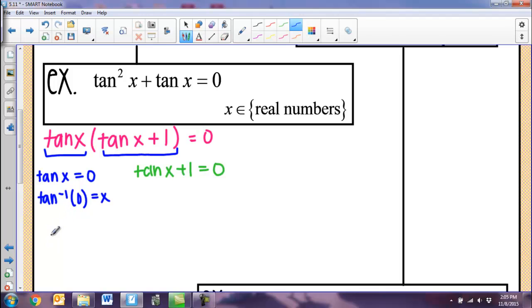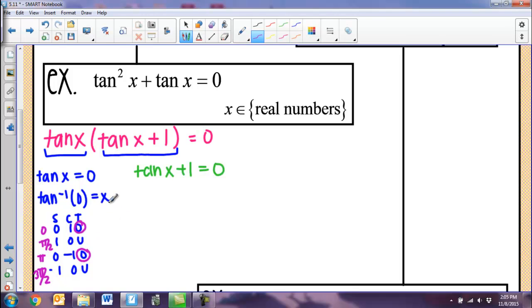So if you look at your OIO chart, we're looking for where is tan 0. So there's two places on here where tan is 0, right here and right here. So this is 0, pi over 2, pi, and then 3 pi over 2.